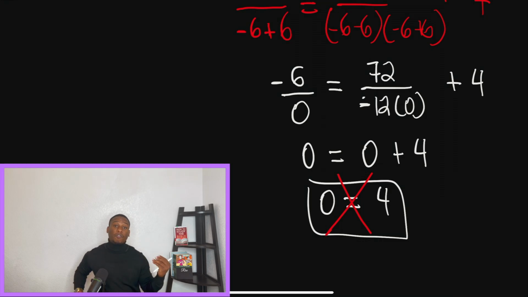If we were to plug 4 back in, 4 would give us the same answers on both sides. So when we're talking about extraneous solutions, these are the solutions that do not satisfy the equation.